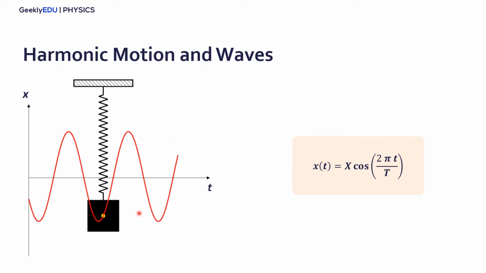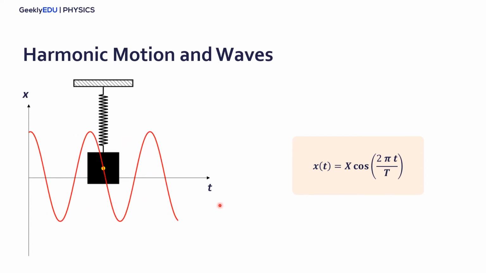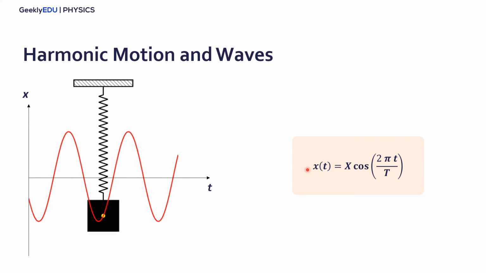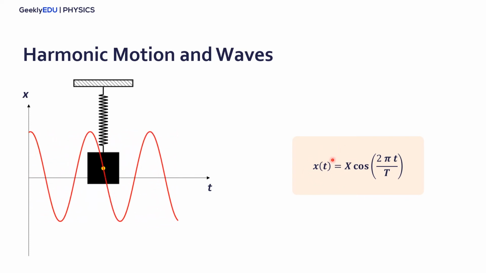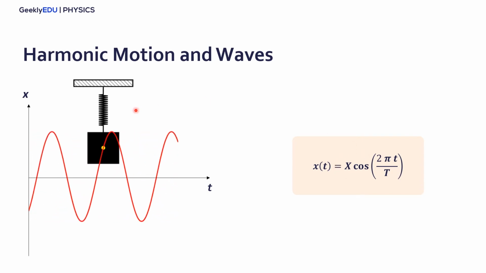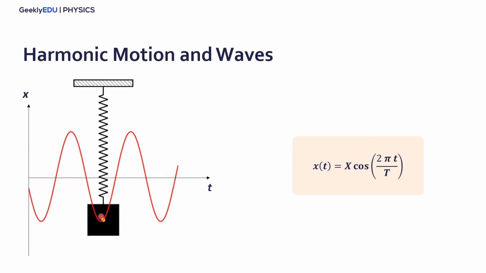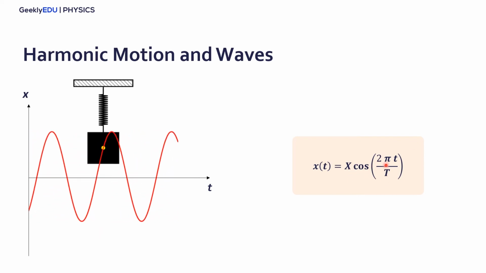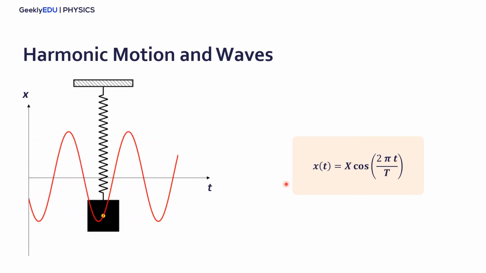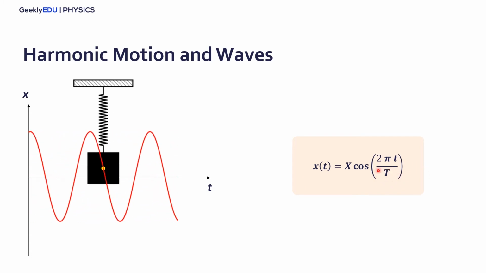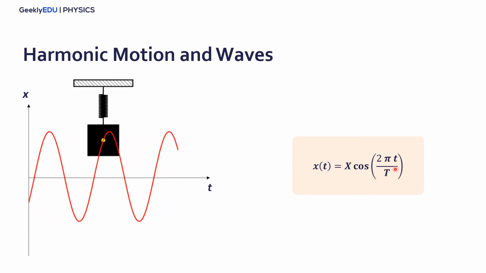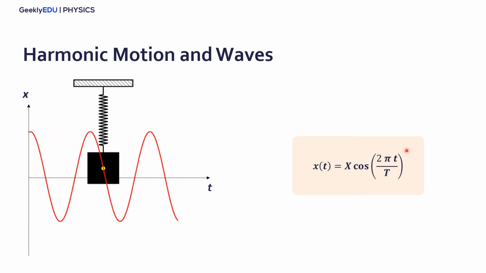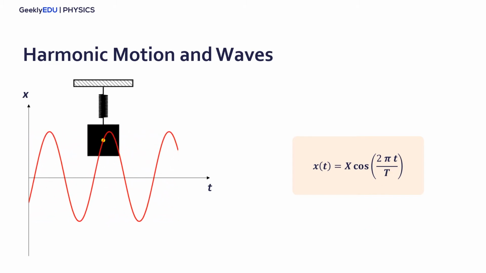For this wave, we actually have a function of time, which is x. Remember, x is the position of the block. It is x equals cosine of 2 pi times t divided by the big T here, which is the period of the motion. This capital T is the period and the small t is the time.